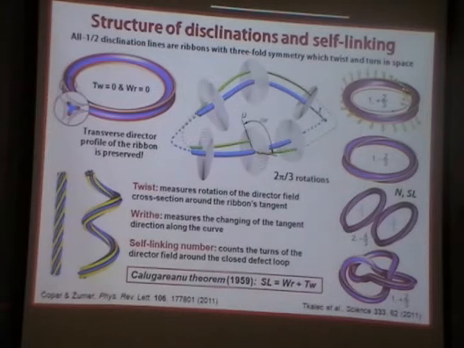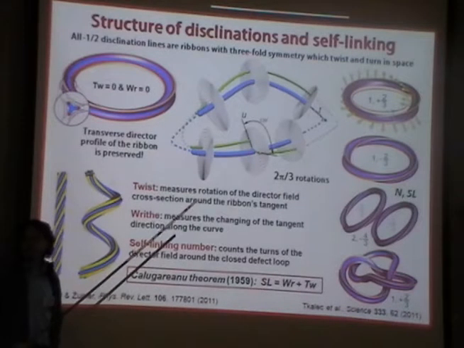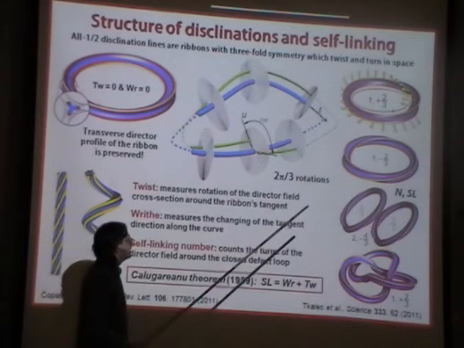Just to remind you about the structure of this defect, so we are dealing with three-fold stripes, and this brings you the twist and the writhe, eventually the self-linking number, which counts the turns of the director field profile around the closed loop. So you can imagine this as a kind of parallel transport, or people are also talking about geometric or Berry phase, which is very similar to this.